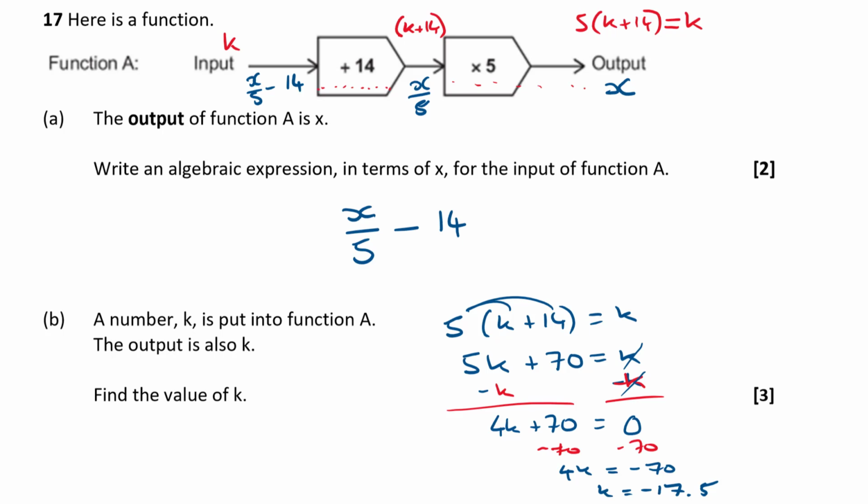So if I put negative 17.5 into this function machine, then negative 17.5 should come out again the other side. You could just double check that, just feed it through, add 14 to it, times it by 5 and see if you get negative 17.5 back again.